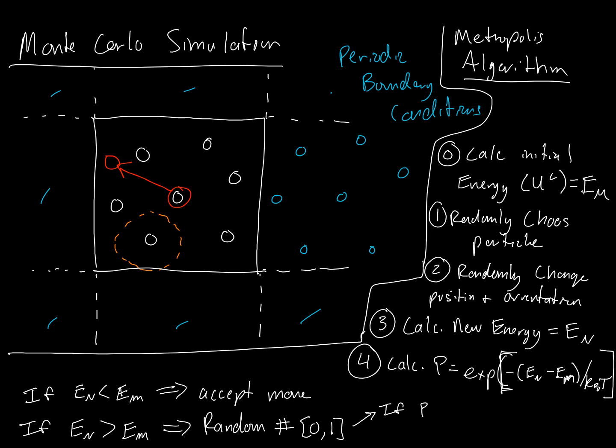If P is greater than R, move accepted. If P is less than R, move rejected.